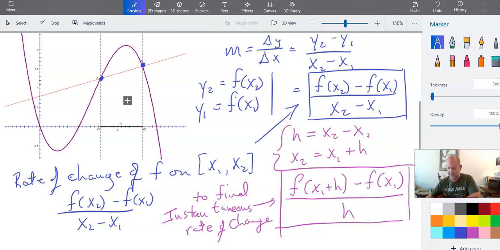And the problem we end up running into with this guy is that if we want to know what the value is at the point, this distance right here, that means I let this point go all the way till it falls on top of this other one. And that means that h is 0. And that means we're dividing by 0. And so we have to find a way around that.